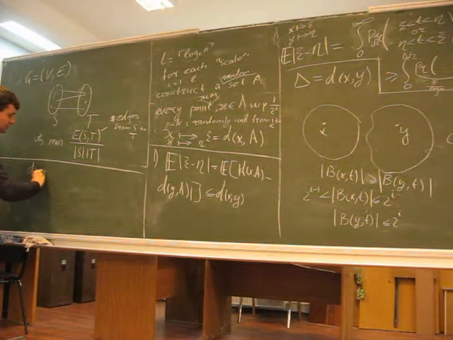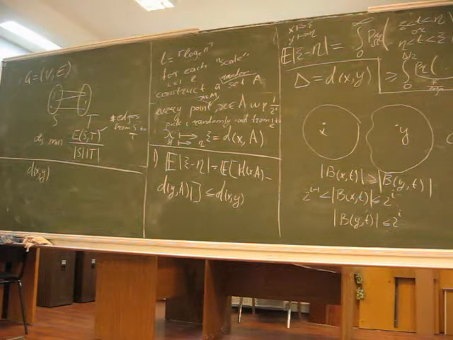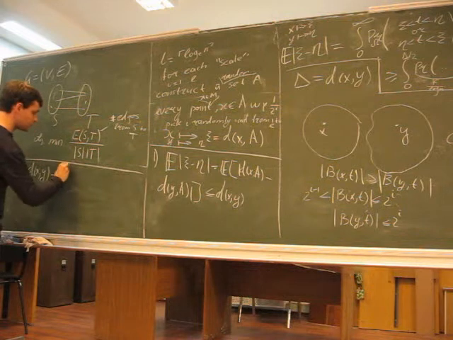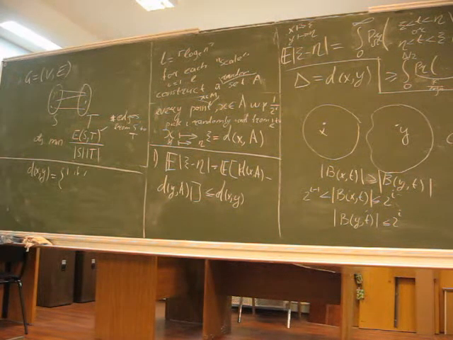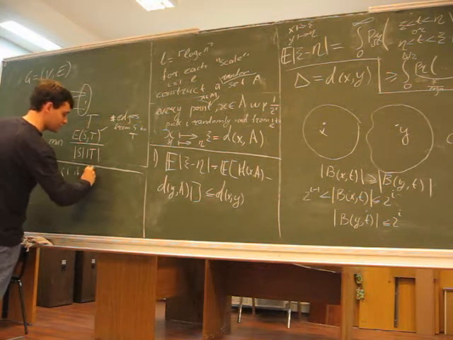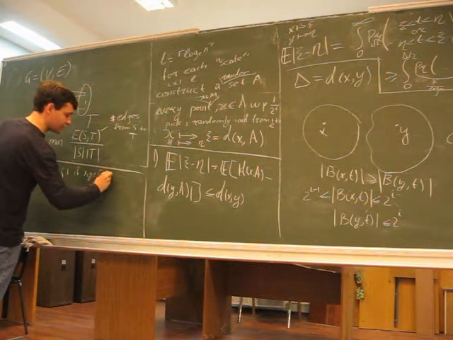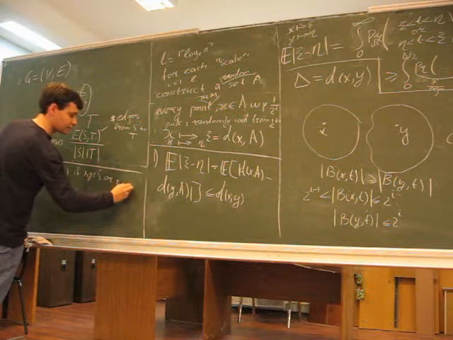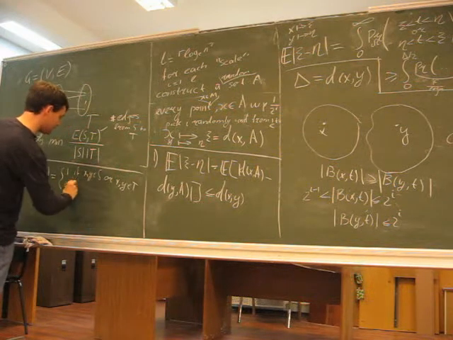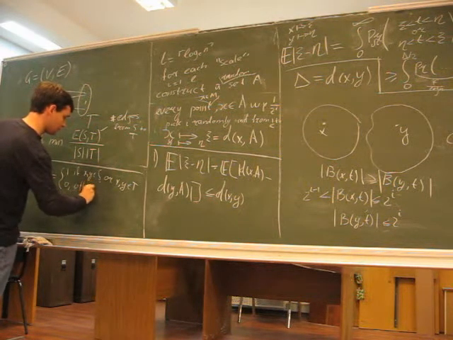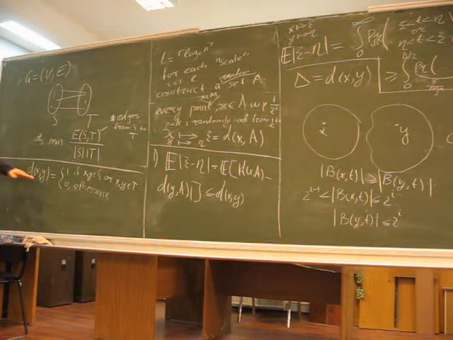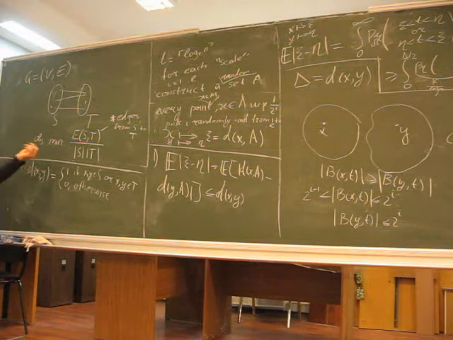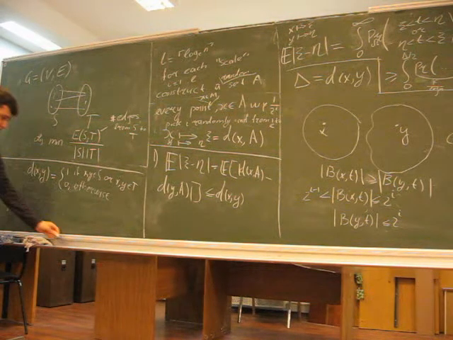The distance between two vertices of the graph x and y is equal to 1 if they belong to different classes, so one of them belongs to S and the other to T, and 0 otherwise. So here we relax the definition of the metric, and it can be the case that the distance between two distinct points is 0.